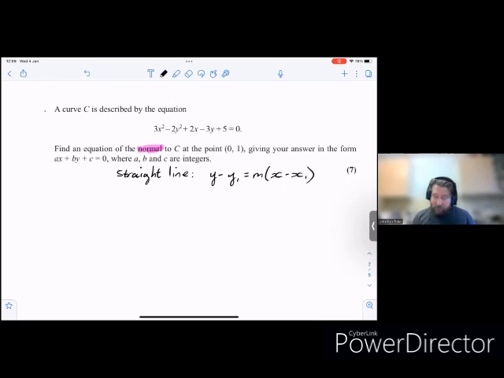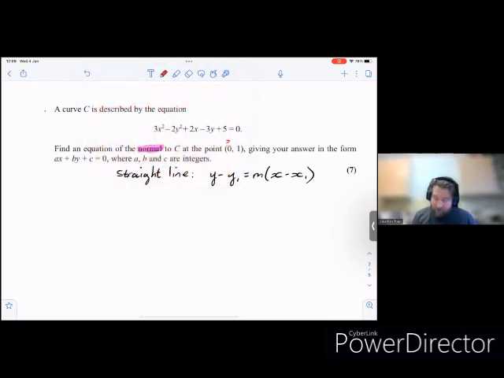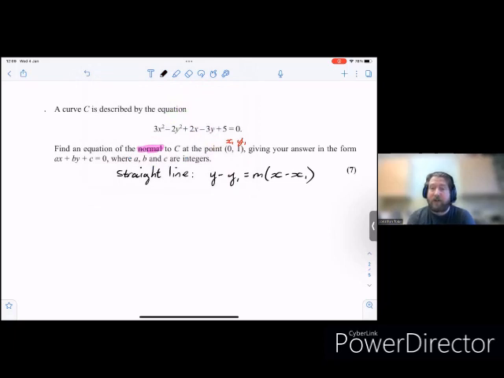Now, this question has been quite nice because it's already given us x1 and y1. So the only thing we need to find is m. So in order to find m, we need to find dy by dx. So let's, I'm just going to copy the equation down.